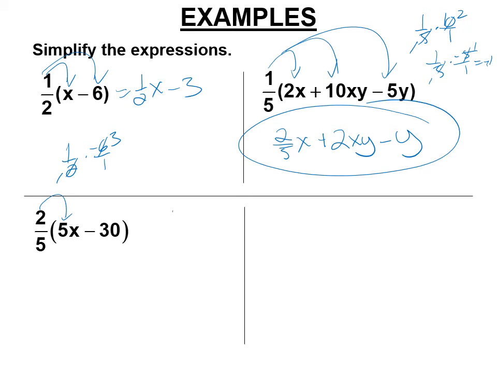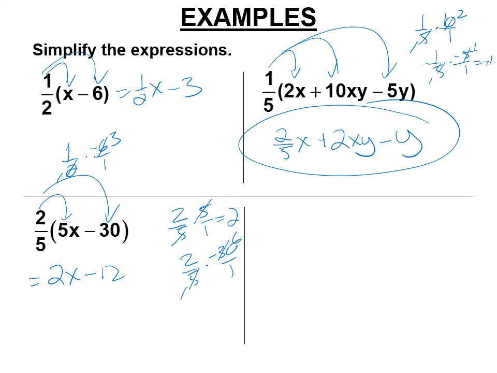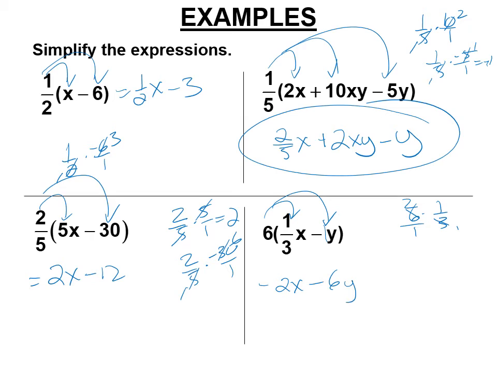2/5 times 5x, so we'll come over here, those cancel, and you get 2x. 2/5 times -30, 5 cancels, that becomes a 6. 2 times -6 is -12. That equals 2x minus 12. We've made that simpler. 6 times 1/3 x, well, 6 times 1/3 is 2, so that becomes 2x. 6 times -1y, that's -1y, is -6y. 2x minus 6y.